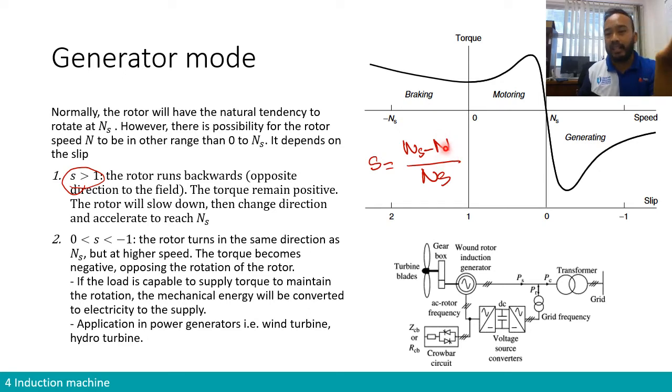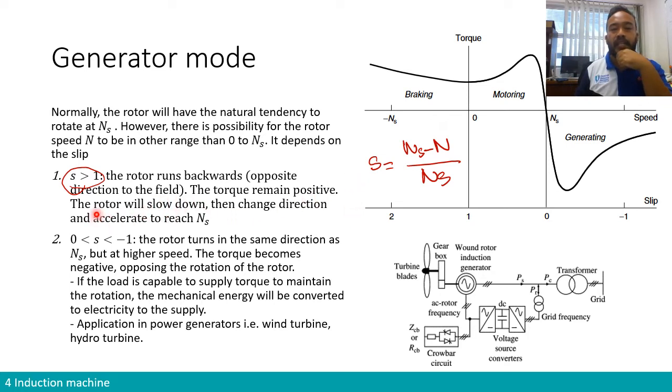So what does it mean, n negative? It means that the rotor is rotating in the opposite direction. So that's why we say the rotor is running in the backwards direction. Rotor runs backwards. That's when we have S larger than 1. So the rotor runs backward, which is the opposite direction of the field, while the torque remains positive. Why does the torque remain positive? Because there is still slip, but the slip is getting larger, so the torque is still in the same direction. It's just that the rotor is now being rotated in the opposite direction.